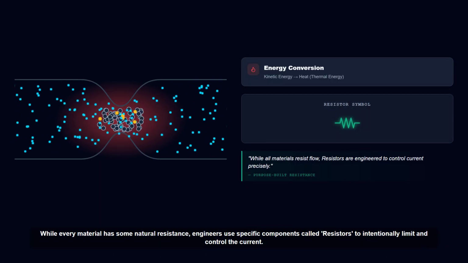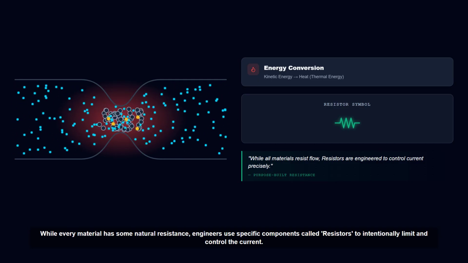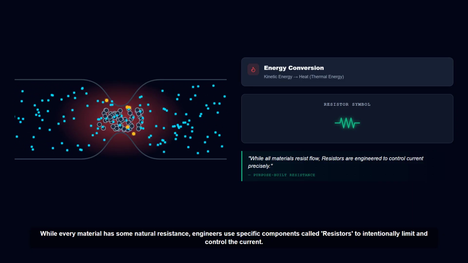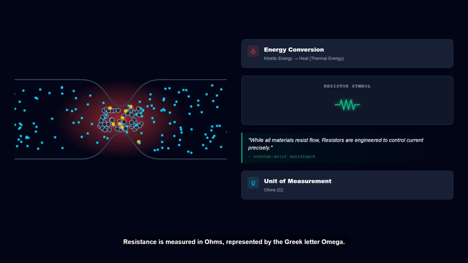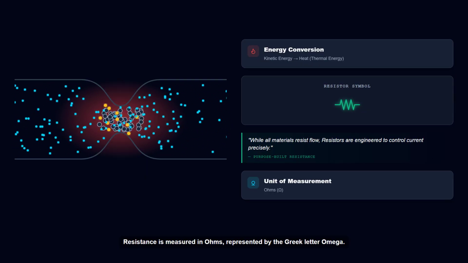While every material has some natural resistance, engineers use specific components called resistors to intentionally limit and control the current. Resistance is measured in ohms, represented by the Greek letter omega.